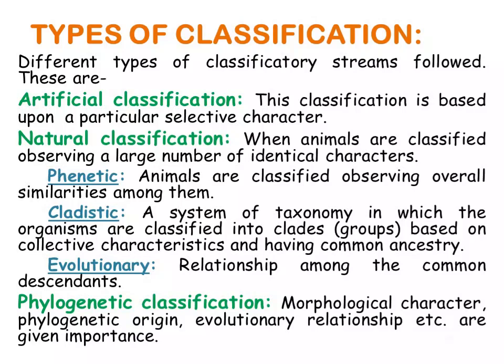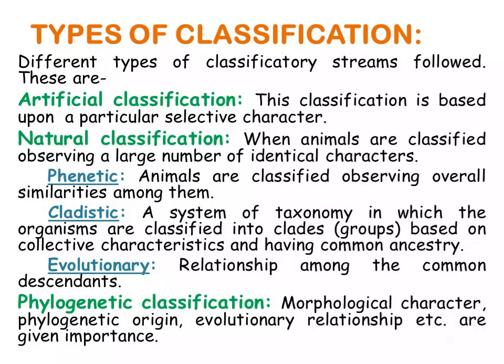Phenetic. Animals are classified by observing overall similarities among them. Cladistic. This type of classification was proposed by Hennig in 1950. Besides overall similarities among the characters, Hennig emphasized the innate and acquired characters. He prepared phylogenetic trees, and the name of the tree is cladogram. Evolutionary. This type of classification is based upon the relationship among the common descendants.